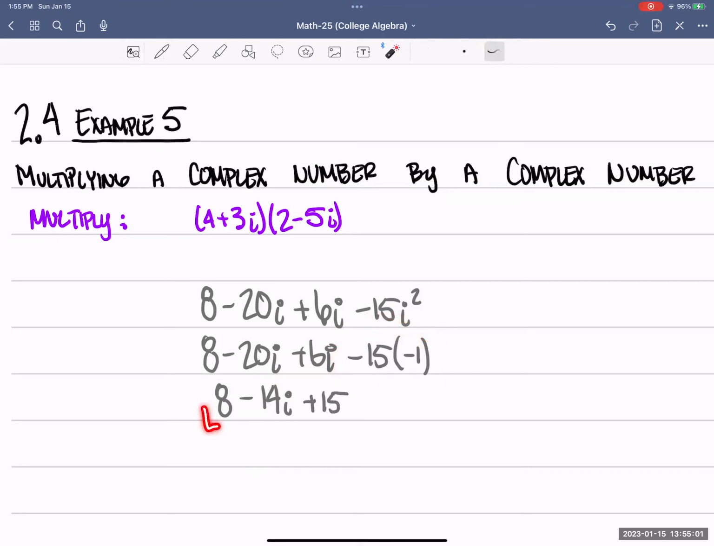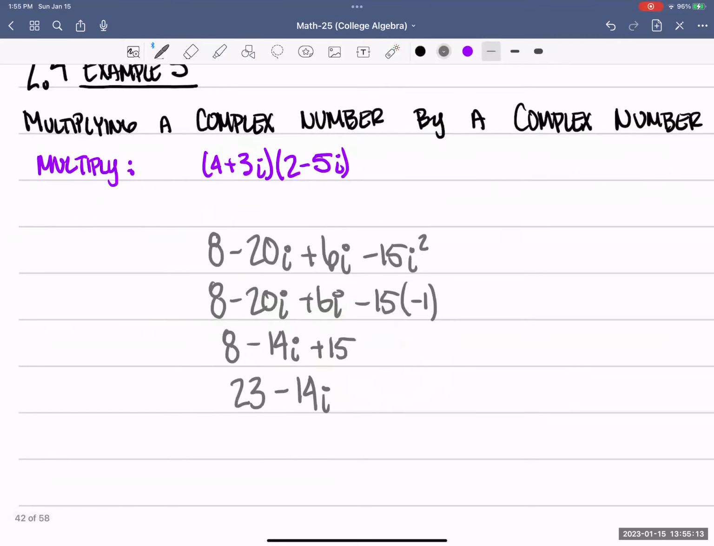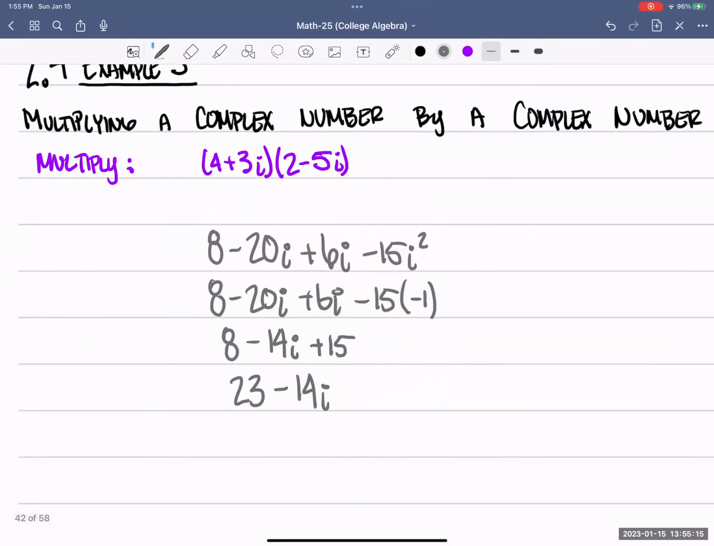And lastly, I see that we have reals that we could combine. So that would be 23 minus 14i. This is in a plus bi form. So there we go, that's our solution.